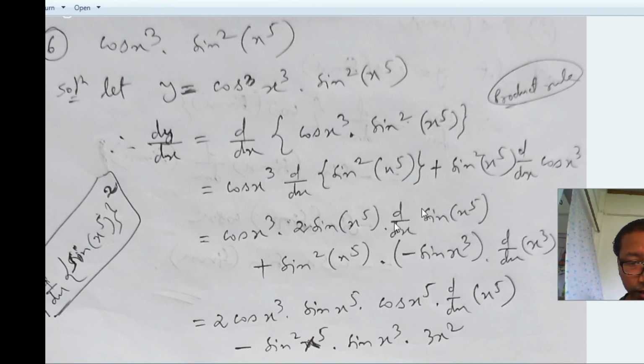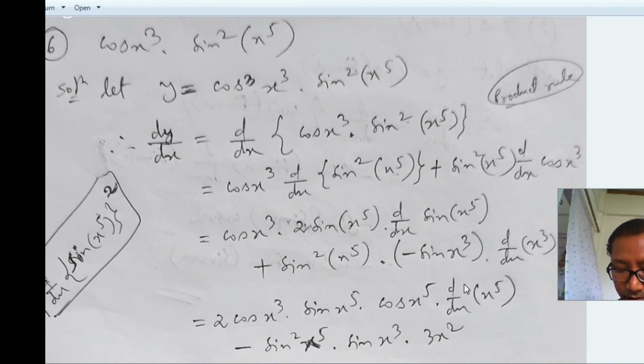Okay, then this part is same, and this part is, you remember cos is there, so it will be minus sin x cube. As this part is not x, it is x cube, so we have to differentiate this x cube again. Then this is 2 cos x cube sin x to the power 5, and this is sine is there, so cos will come, cos x to the power 5, but it is not x, so we have to differentiate this x to the power 5 again. Then this plus and minus will be minus sine square x to the power 5, here is sine x cube, and the differentiation of this is 3x square.